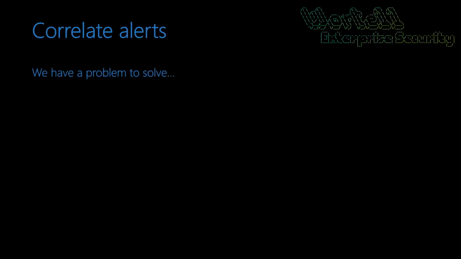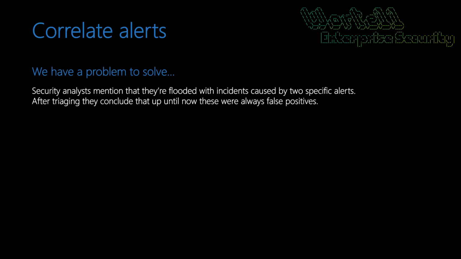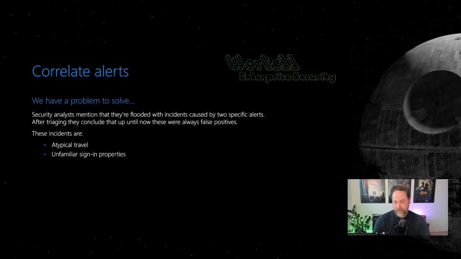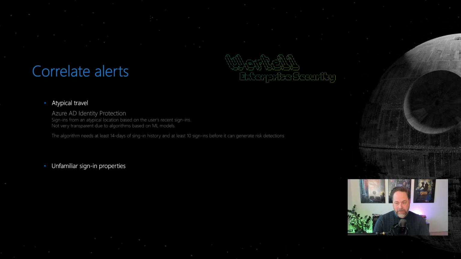But I have some other interesting issue I'd like to discuss, and this is also a real-world example. So we have a problem to solve. Security analysts mention that they are flooded with incidents caused by 2 specific alerts. After triaging, they conclude that up until now, these were always false positives, and those incidents were atypical travel alerts and unfamiliar sign-in properties. Those typical alerts we see a lot popping up in environments at our customers.